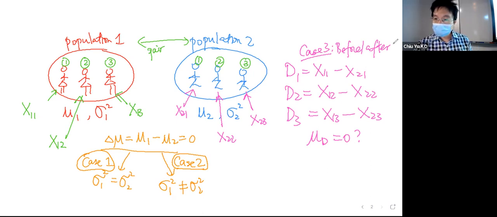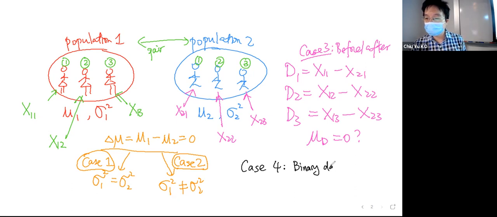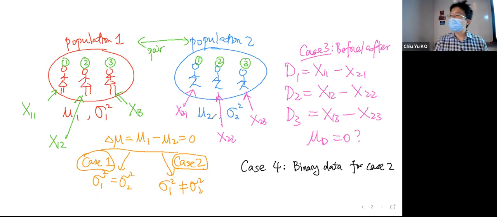Now, I want to mention the last two exercises. We have case 4. Case 4 is very simple. Case 4 is just talking about binary data. Case 2 is comparing the mean, but now I compare two proportions.